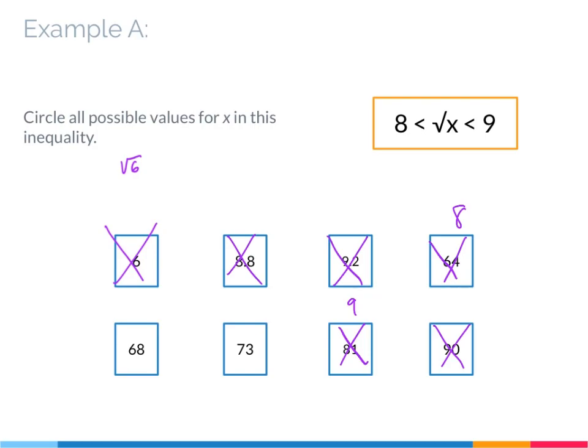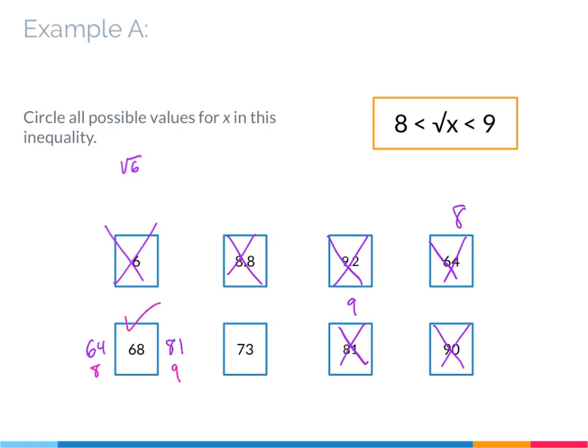73. So we can check the square root of 68. On one side is going to be 64, and on the other side is going to be 81. So that's going to be between 8 and 9 because the square root of 64 is 8. The square root of 81 is 9. So we know that one checks out.